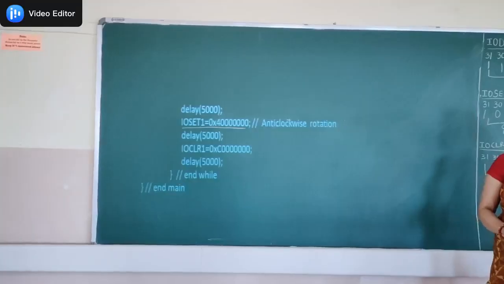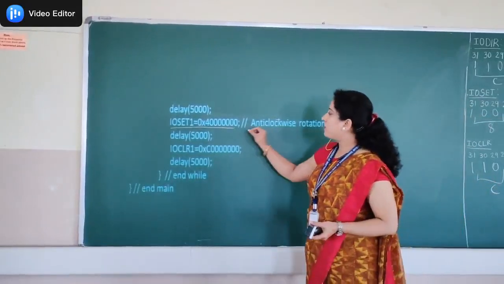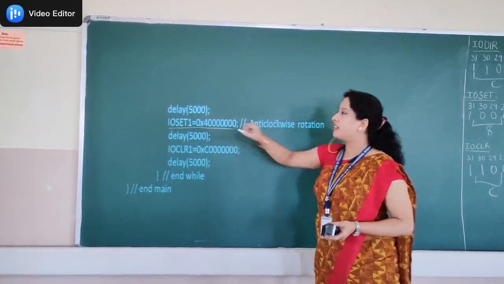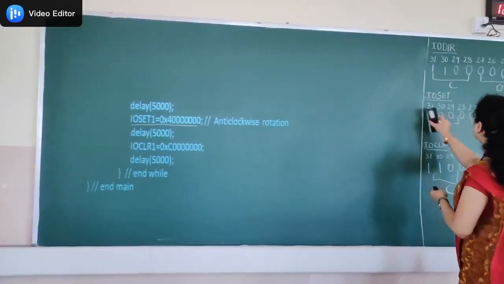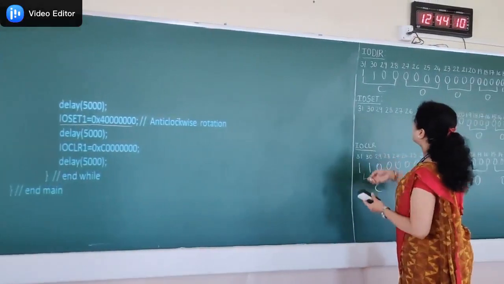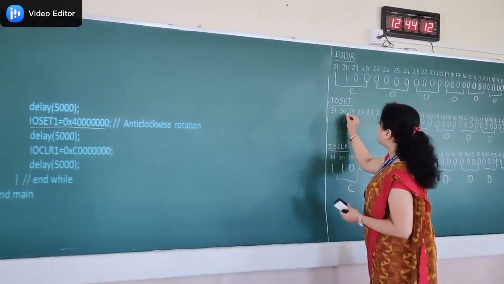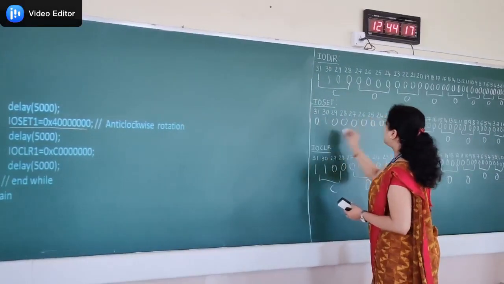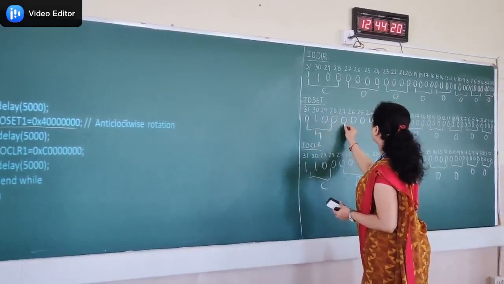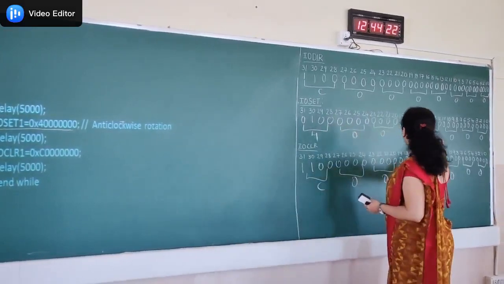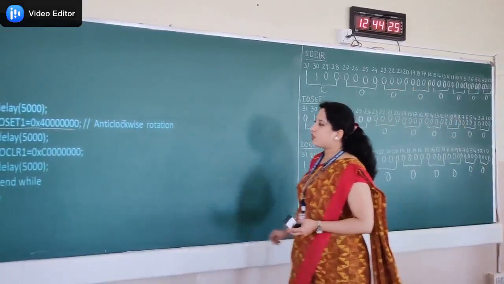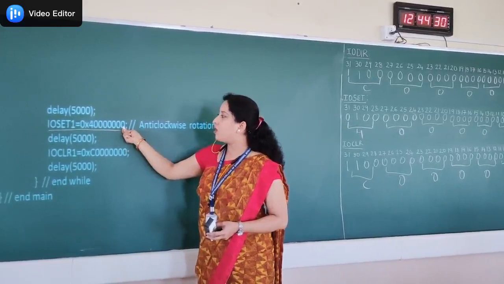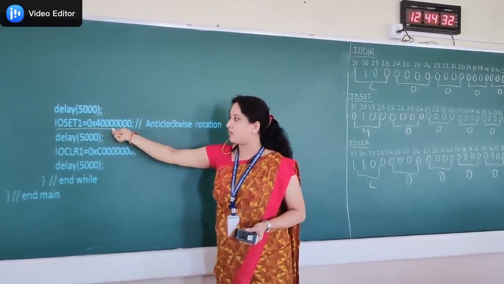Next, to rotate the motor in the anti-clockwise direction, I should apply a high pulse on pin number 30. That is in the IOSET register. Pin number 30 will be 1, that is bit 30 will be 1, remaining will be 0. So the hex equivalent of this number will be 0x40000000. So we load this value 0x40000000 to rotate the motor in anti-clockwise.